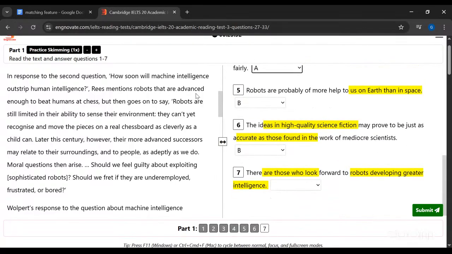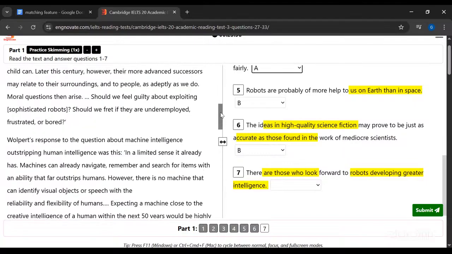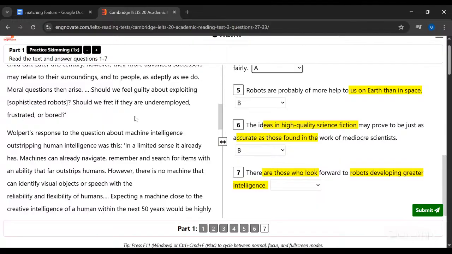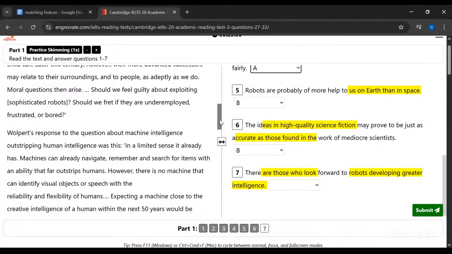Yeah. So, yeah, it would be the treatment. The last lines are related to the treatment, like moral questions then arise. Anyone else want to share their perspective? Yeah, this entire quality science fiction may prove to be just as good as just one work of medical scientist.